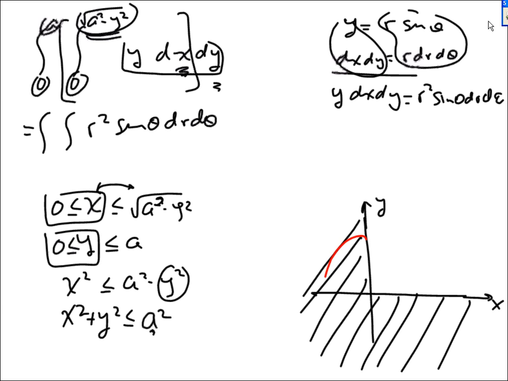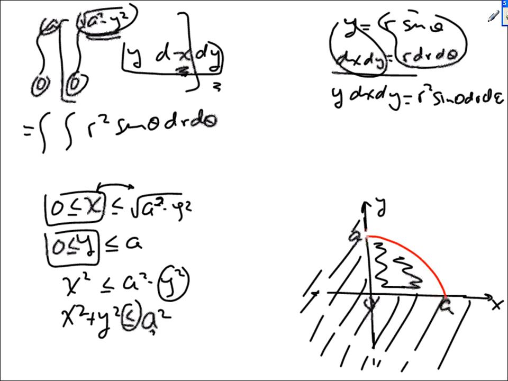Now, if I just drew the circle of radius a, I'm in all 4 quadrants. But I know that, oops, I'm not in all 4 quadrants. Let me not get carried away. I'm only in the first quadrant. That, and y does go from 0 to a. And I'm less than or equal to this circle. That is, I'm inside the circle.